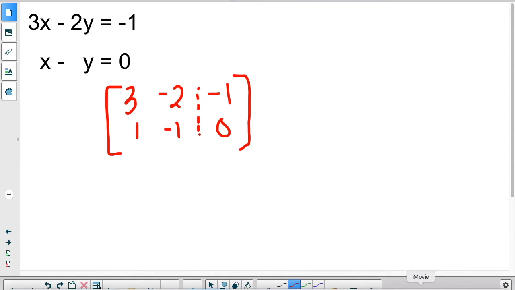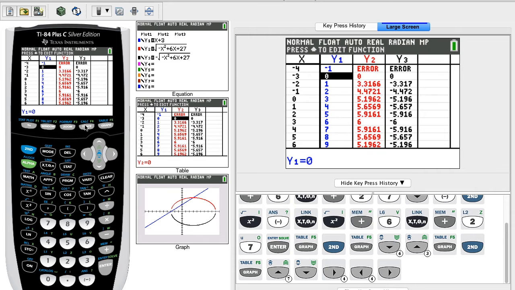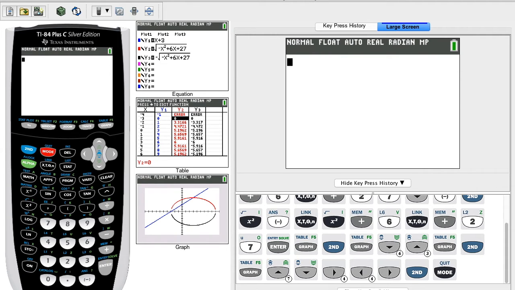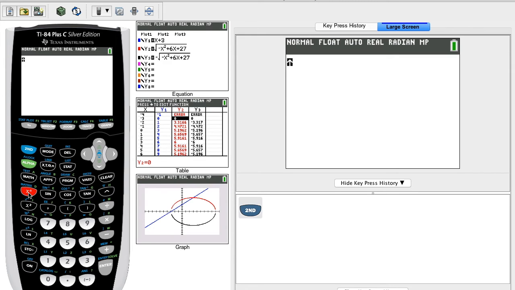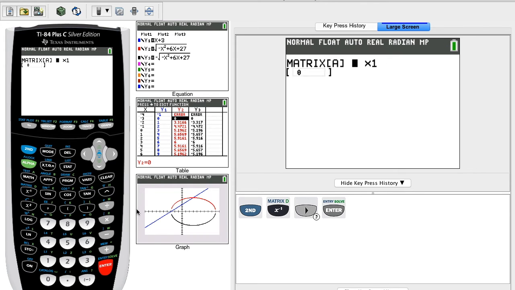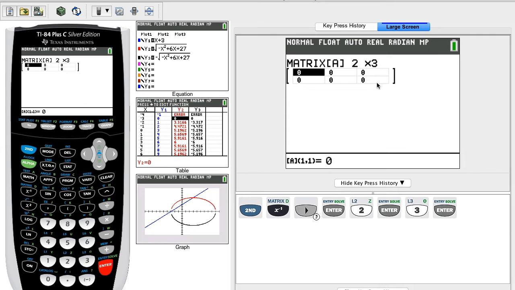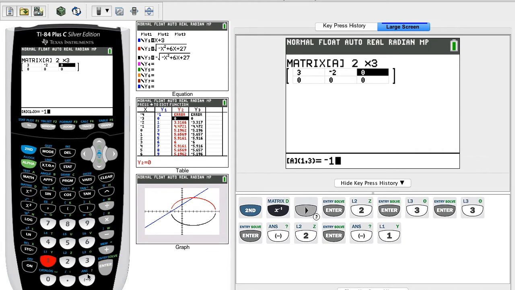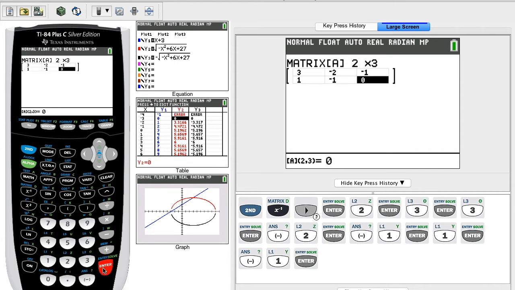So when I get my calculator out here, I'm going to clear this out. Now what we're going to do is hit second x to the -1, which will bring up our matrix. And we can go over to edit, and we're going to put this in the first matrix. Now our matrix is a 2 by 3. We have 2 rows and 3 columns, and we'll plug our information in. So 3, and then -2, -1, 1, -1, and 0. And this is our matrix here.